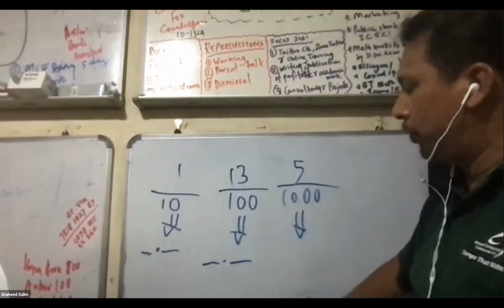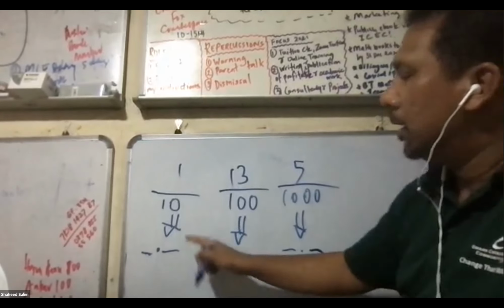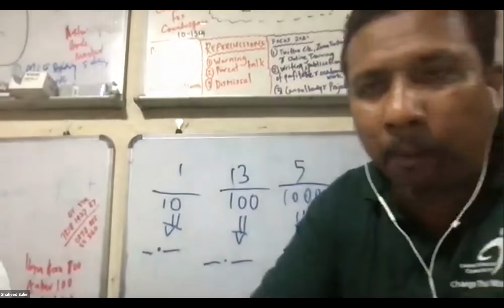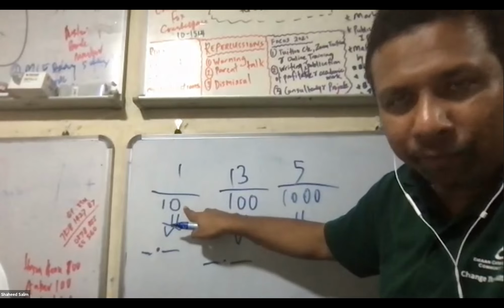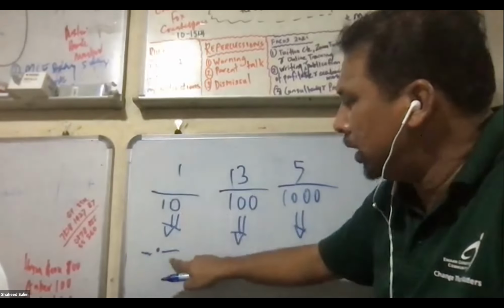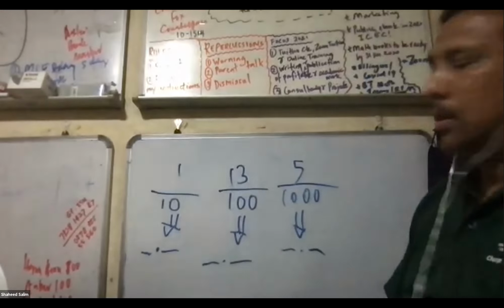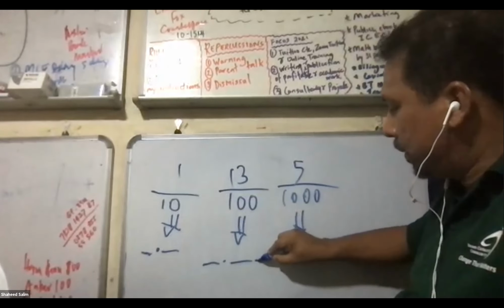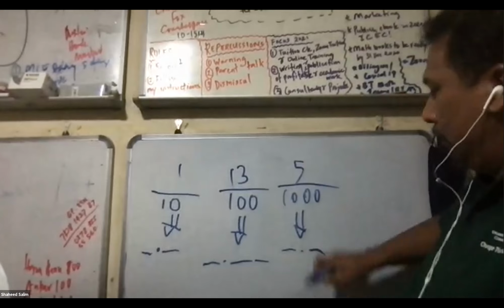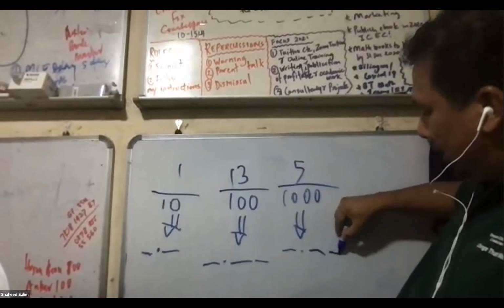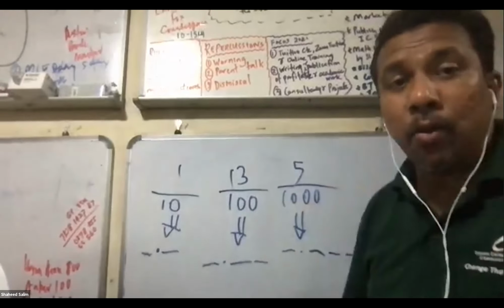A decimal has a dot: a number before the dot, a number after the dot. How many numbers should there be after the dot? The zeros tell you. If there's 1 zero here, there must be 1 blank here. If there are 2 zeros here, there must be 2 blanks here. If there are 3 zeros here, there must be 3 blanks here. That's how easy it is.